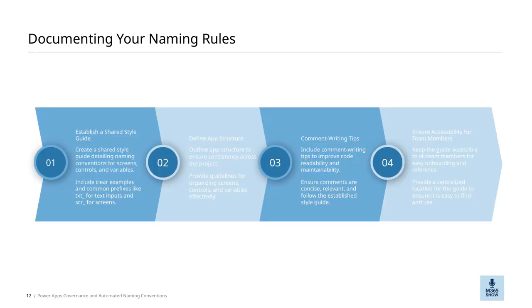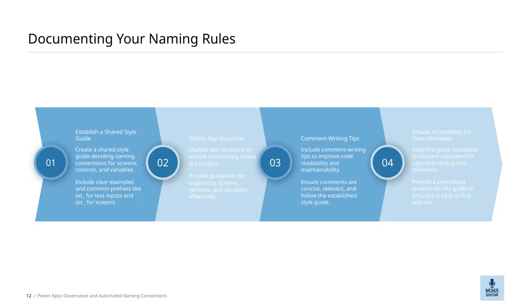Let's talk about documenting your naming rules, which is a crucial part of Power Apps governance and automating your naming conventions. First, you'll want to create a shared style guide that clearly details your naming conventions for screens, controls, and variables. Think of this as your go-to reference that includes clear examples, like using prefixes such as TXT for text inputs or SCR for screens. This helps everyone on the team stay aligned.